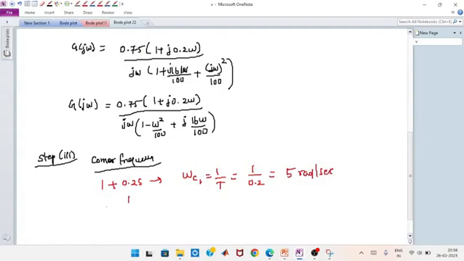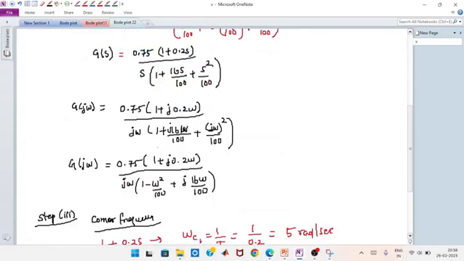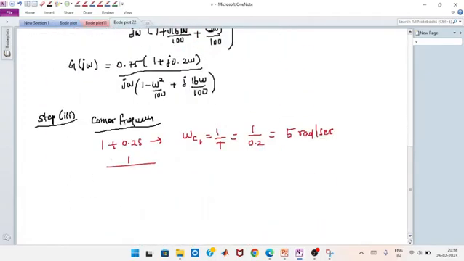Similarly, for the term 1 divided by s square plus 16s plus 100, we know that the standard second order term is s square plus 2 epsilon omega n s plus omega n square.